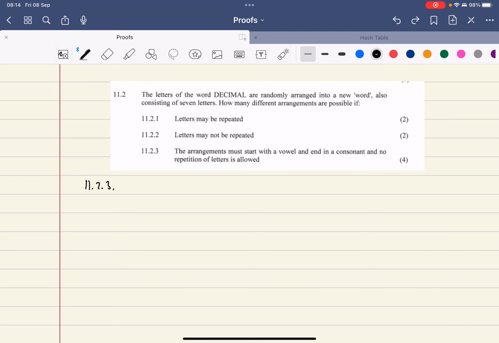And the question reads as follows: the arrangement must start with a vowel and end in a consonant, and no repetition of letters is allowed. Okay, so let's first write down decimal, and I'm going to write it down a bit bigger here. Okay, and then I'm going to underline all the vowels. So E is a vowel, A is a vowel, I is a vowel. And so the rest are consonants.